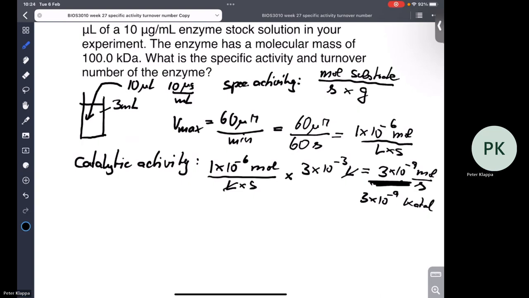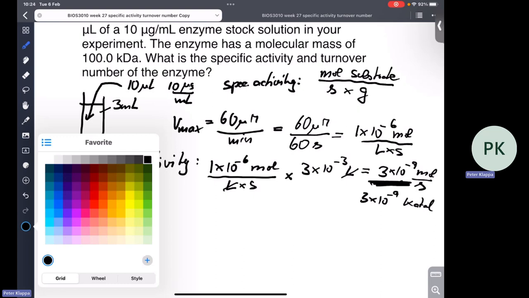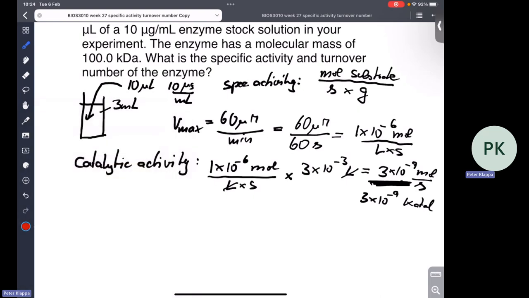Excellent. Now, for the specific activity, we also need to figure out how many grams of protein, of enzyme we have. And now let me change the color for that. Let's do a nice red one. Yes. So we also need to figure out how many grams of enzyme.